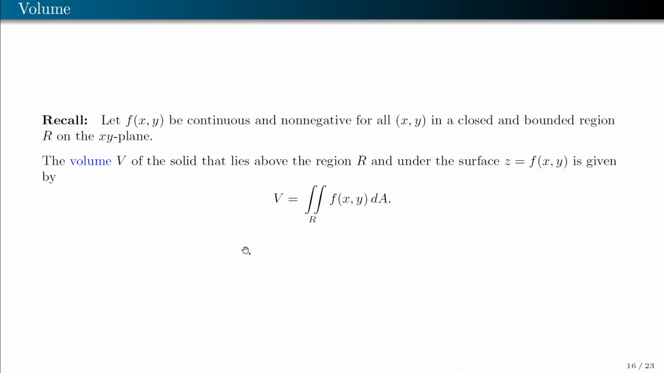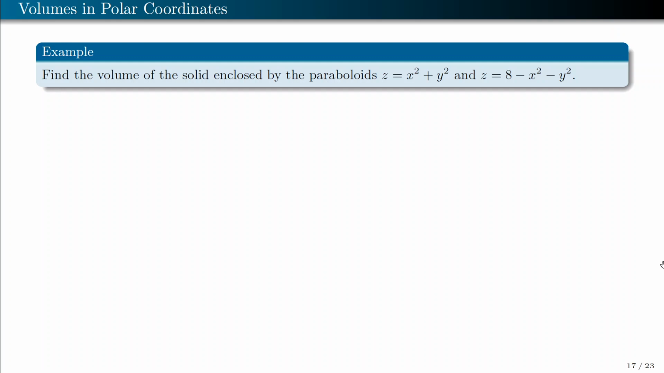So take note, to evaluate or to find such volumes using this method, we need to know the surface on top, z equals f of xy, and the region R on the xy plane. Okay, as an example, let's find the volume of the solid enclosed by the paraboloids z equals x squared plus y squared and z equals 8 minus x squared minus y squared.